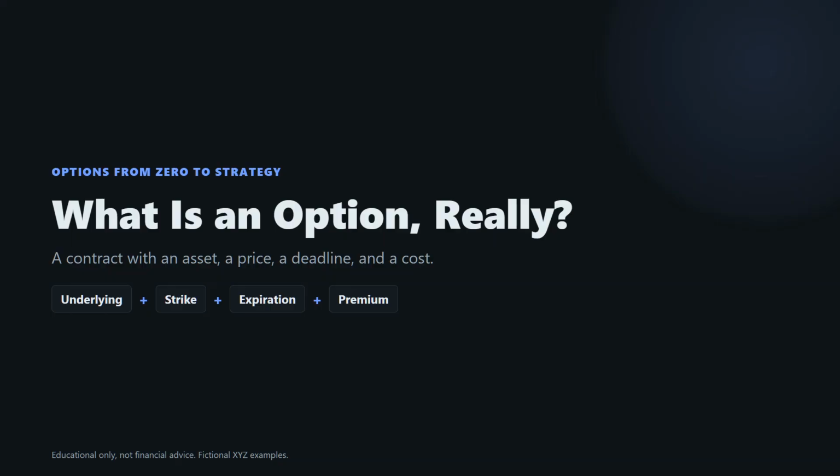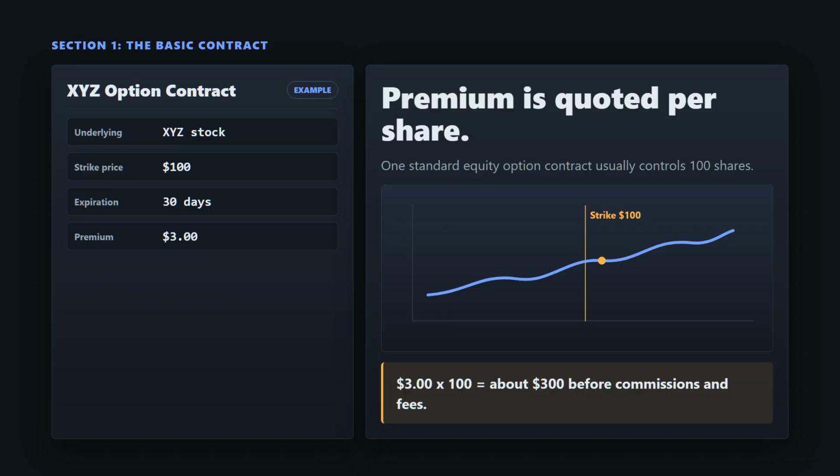An option contract might say, for the next 30 days, someone has the right to buy or sell XYZ at a fixed price. That fixed price is called the strike price. The deadline is called the expiration date, and the cost of the contract is called the premium. If an option costs $3, that usually means $3 per share. Since standard equity options usually control 100 shares, the contract would cost about $300 before commissions and fees.